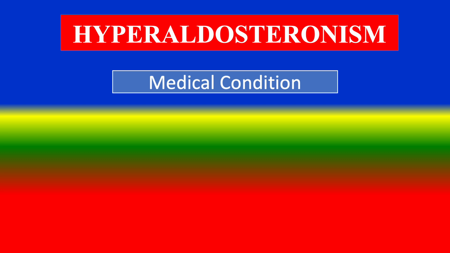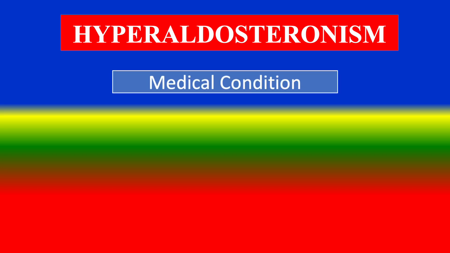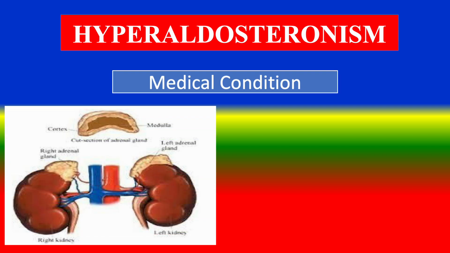Hyperaldosteronism is a medical condition, endocrine disorders. Look at these kidneys: on top of the kidney, the adrenal gland is producing aldosterone.